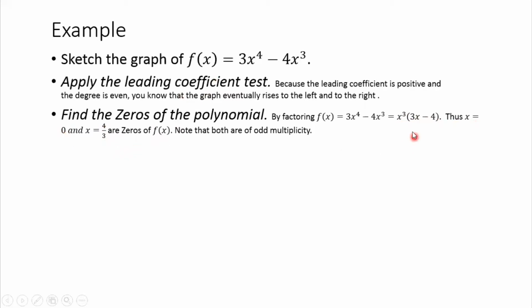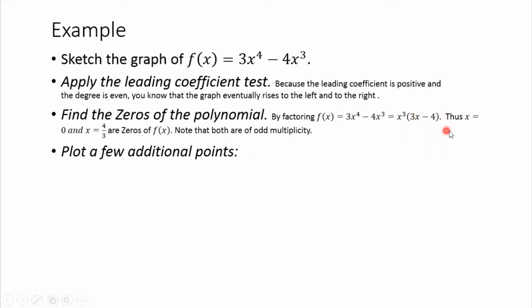Okay, note that x cubed is equal to 0, which means it has an exponent 3, so x is equal to 0 is of multiplicity 3, and x is equal to 4 over 3 is of multiplicity 1, because the exponent of 3x minus 4 is 1. So both of them are of odd multiplicity. So next, we have to plot a few additional points. Now, how to get a few additional points?